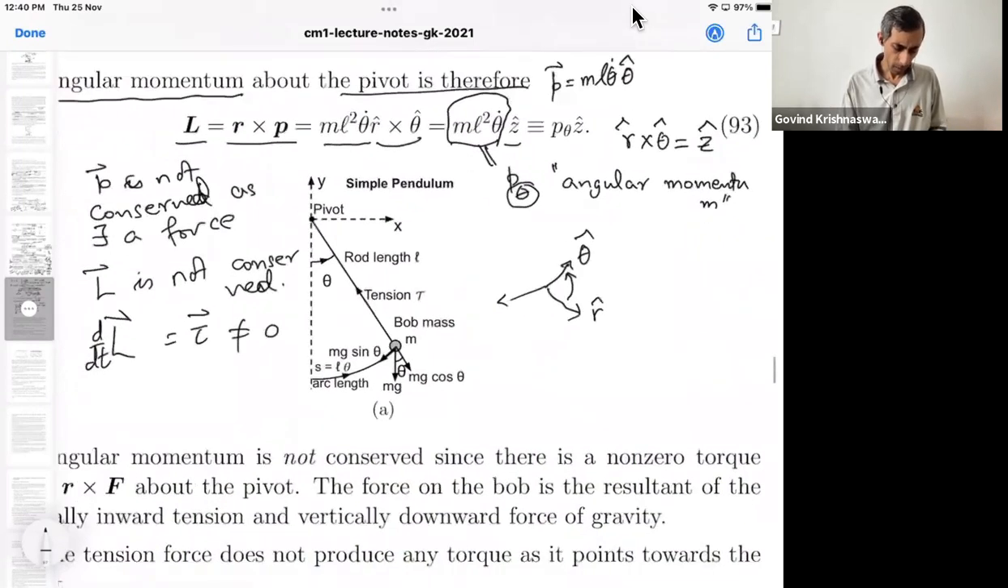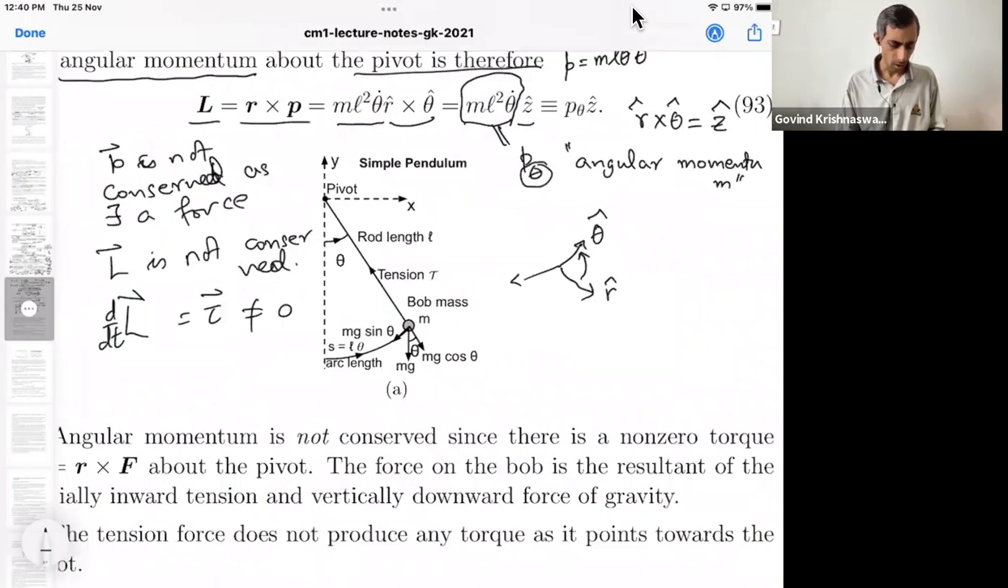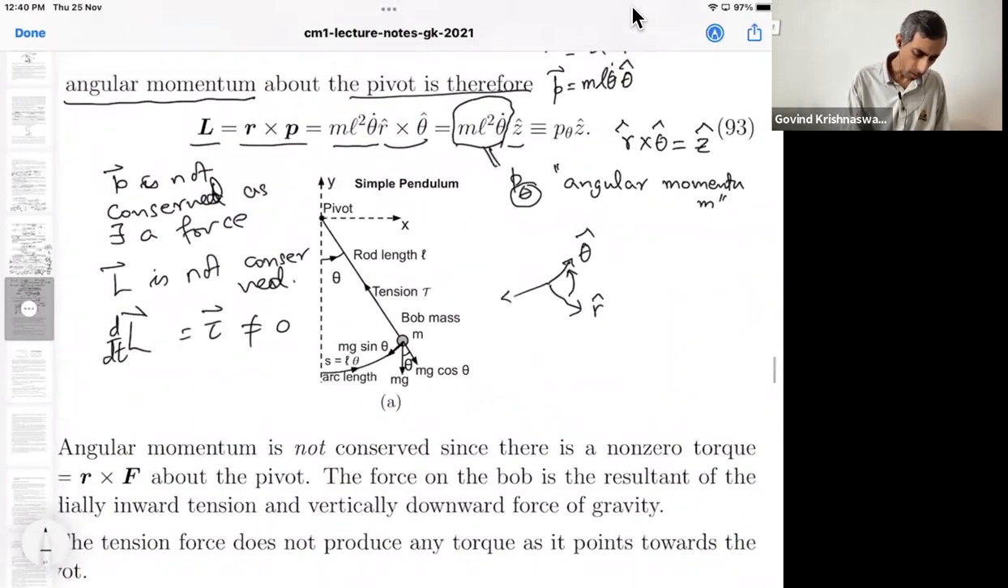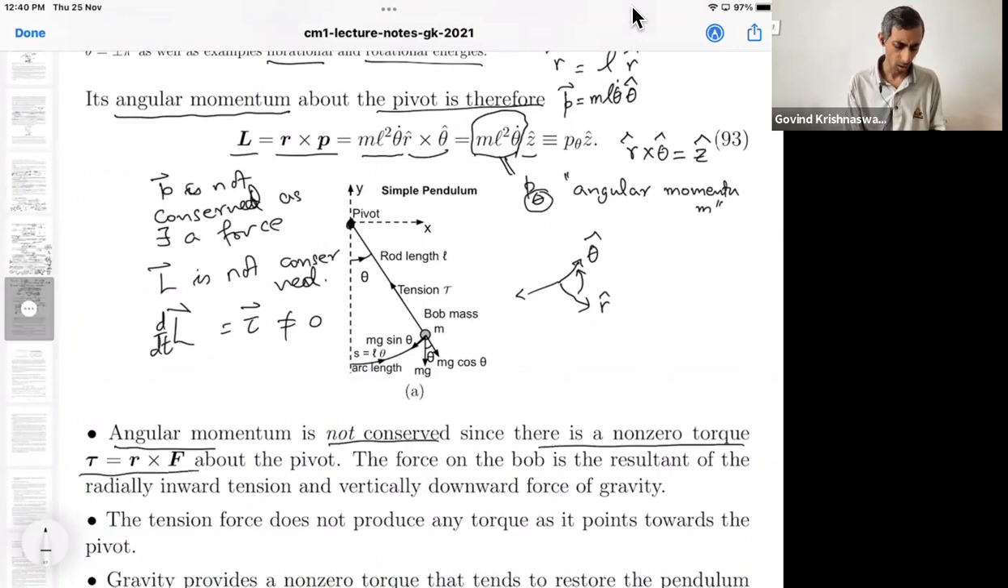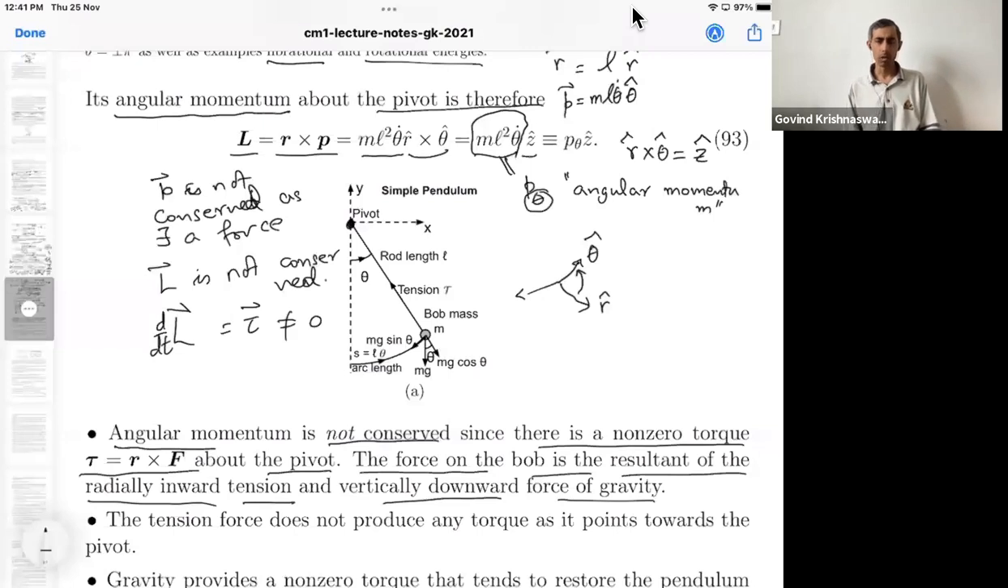Okay, but in this case, we have still not even computed the torque. Let us do that. So let us retain the origin as the pivot and try to compute these things. As we have been proposing, but still not shown in detail, the angular momentum is not conserved since there is a non-zero torque about the pivot. Now, the force on the bob is the resultant of the radially inward tension and the vertically downward force of gravity.